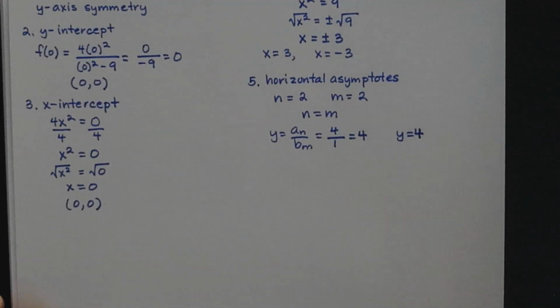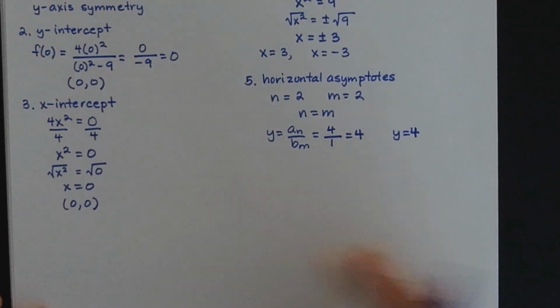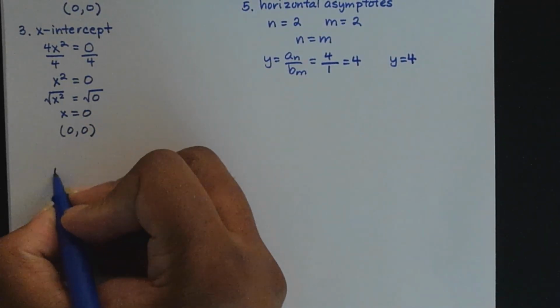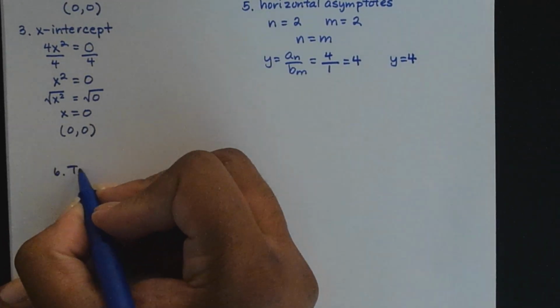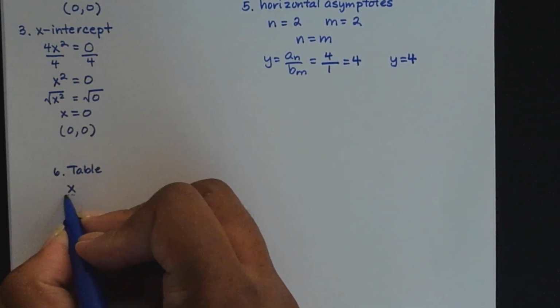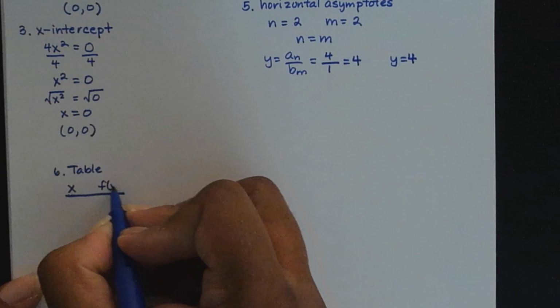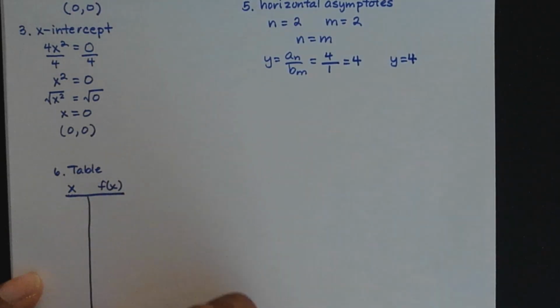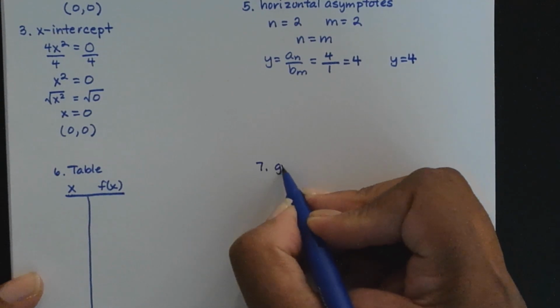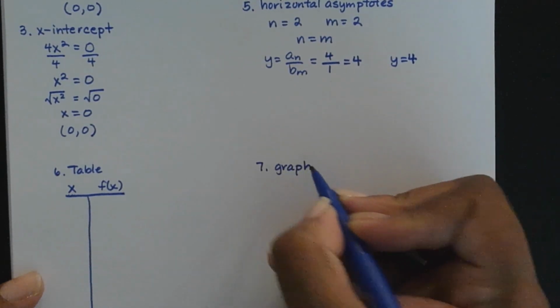Okay. And I'm going to do 6 and 7 down here. Because number 6 is going to be the table of values. And then number 7 is just a graph of the function.